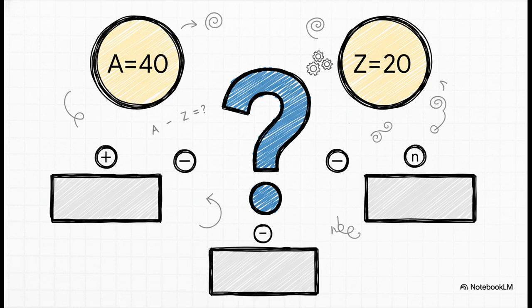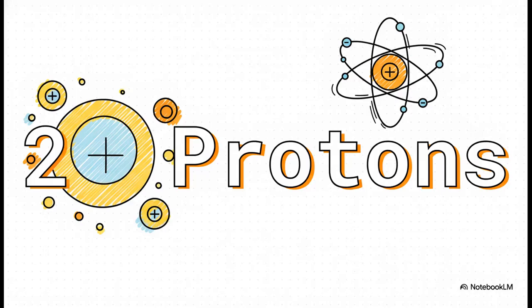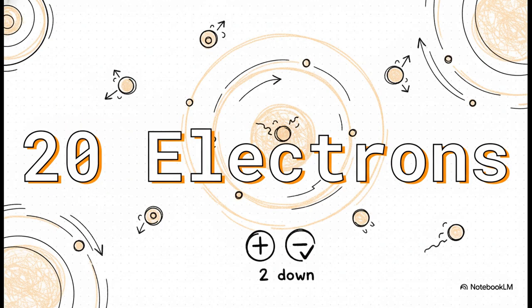Let's break it down. We can figure this out in 3 really simple steps. First, we'll nail down the protons. Then we'll get the electrons, and finally, we'll calculate the number of neutrons. Ready? Let's do it. Step 1, protons. Honestly, this is the easy part. Just remember the atomic number, Z, is the number of protons. Our Z is 20, so that means we have 20 protons. Simple as that. On to step 2, electrons.